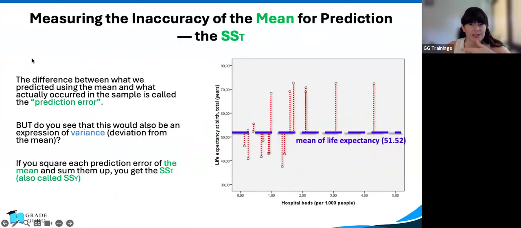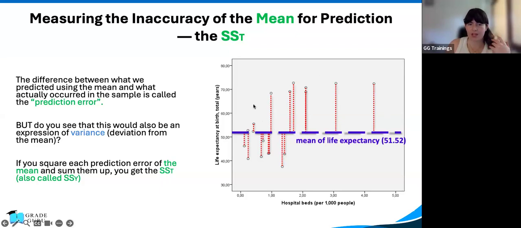Okay, what if we did the same thing, but instead of looking at the regression line, we looked at the mean? Because we use the mean to try and get a sense of what's going on in data a lot, right? So if we look at the mean, life expectancy is 51.52. So it's sitting right there in the middle of the data, which is where the mean likes to sit. And we look at the scatter plot, and you can see that the prediction errors between the dots, the data points, and the mean are quite long.